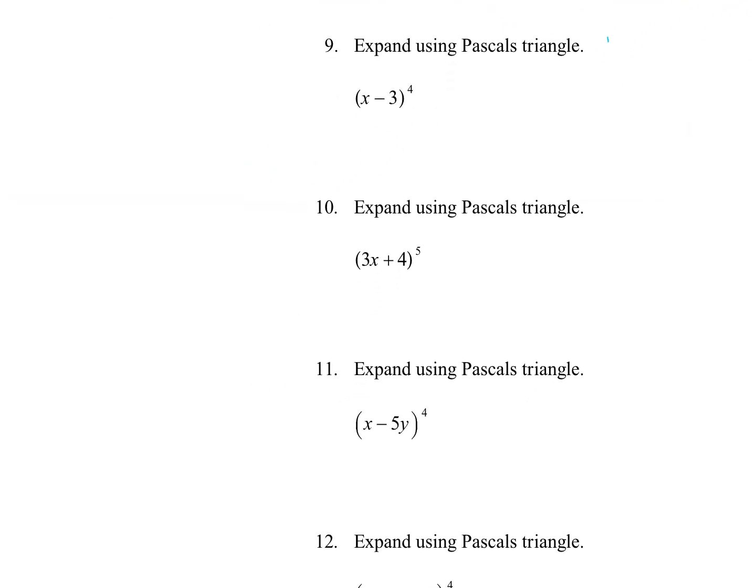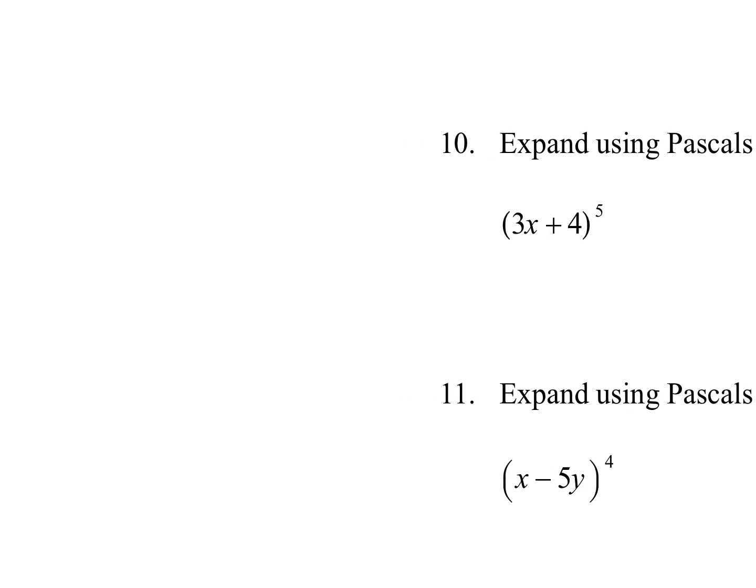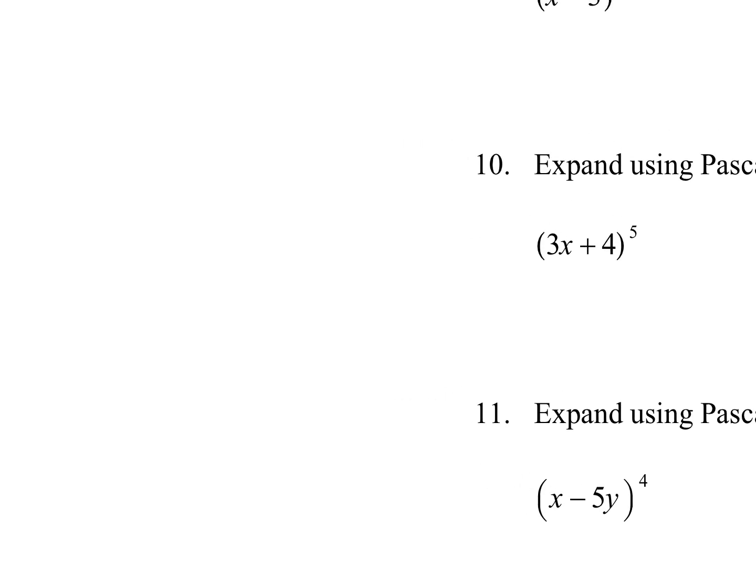So you guys are not given Pascal's triangle. You need to be able to come up with it. So to come up with Pascal's triangle, we're going to start with our little triangle of 1s. Every row is going to start and end with a 1. We're going to add the 2 numbers above it. So our next row would be 1, 2, 1, 1, 3, 3, 1, 1, 4, 6, 4, 1. For number 10, we're looking for the 5th row, so we need one more. 1, 5, 10, 10, 5, 1.